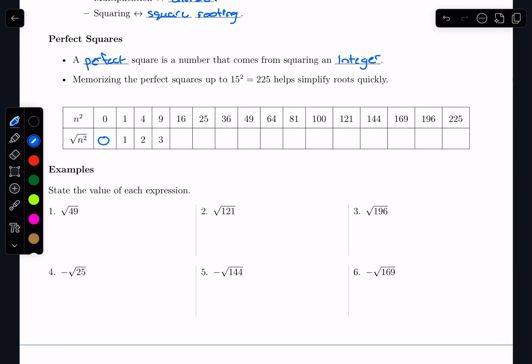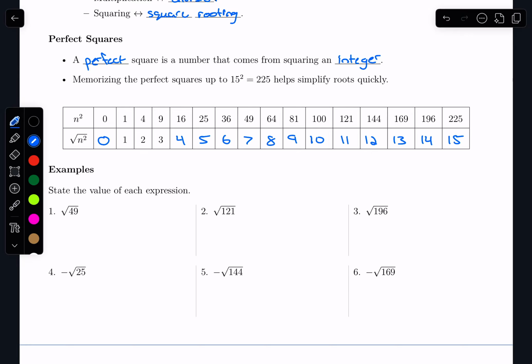But if we jump over to 16, the square root of 16 is going to be 4 because 4 times 4 gives us 16. Going down the list here, the square root of 25 is 5, square root of 36 is 6, square root of 49 is 7, square root of 64 is 8, square root of 81 is 9, square root of 100 is 10, square root of 121 is 11, square root of 144 is 12, square root of 169 is 13, square root of 196 is 14, and the square root of 225 is 15.